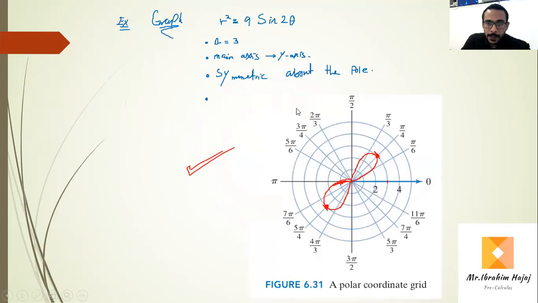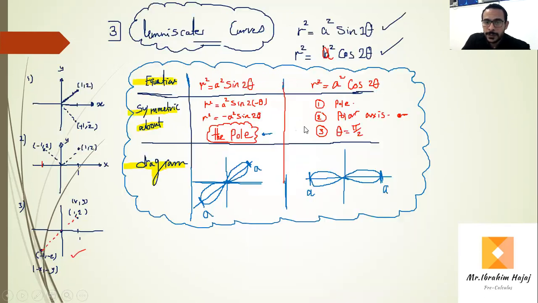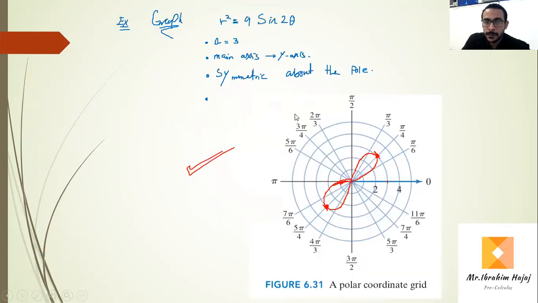For example, r squared equals 9 sine 2 theta. The a is 3, the root of 9. The main axis is the y-axis. Since it's sine, it's positive, so it's in this way. If it's negative, it will be in the second and fourth quadrants. Main axis, y-axis, symmetric about the pole, as we said here. When it's a squared sine 2 theta, it's symmetric about the pole, the center 0, 0. And we move from the pole 0, 0 by the value of a, 3, to the third circle, and connect like infinity. Connect like what? Like infinity.